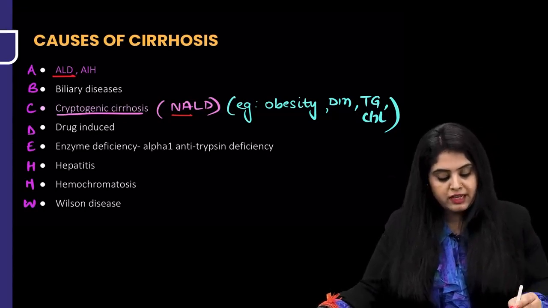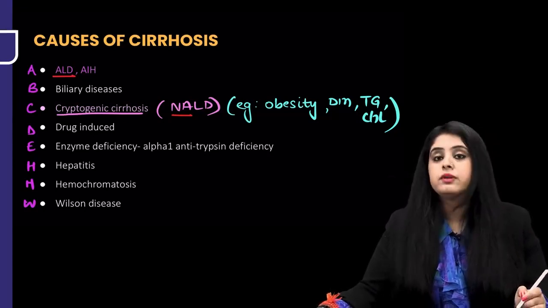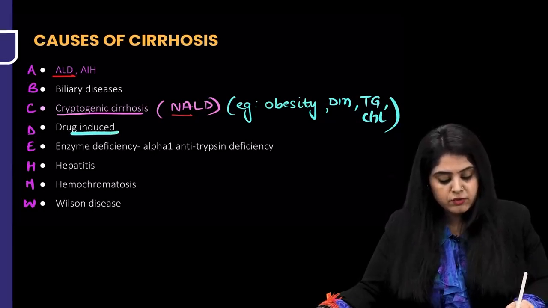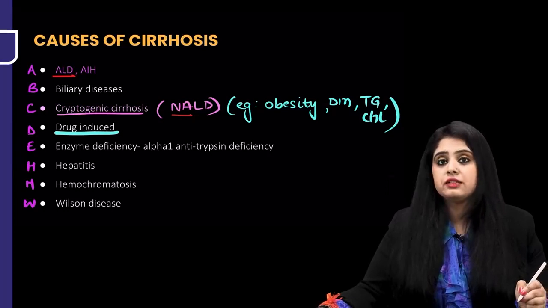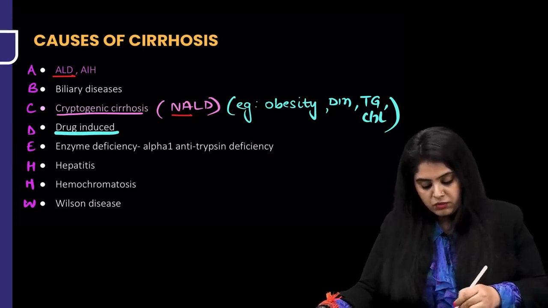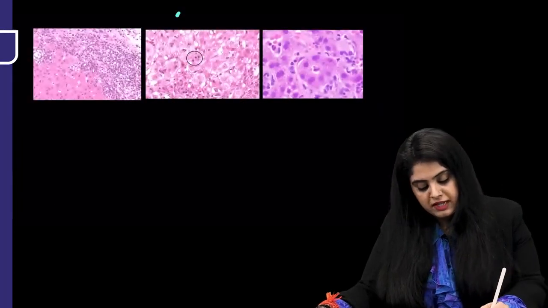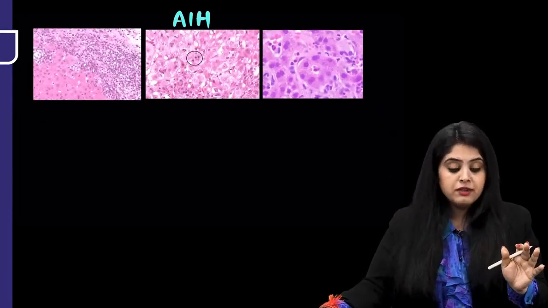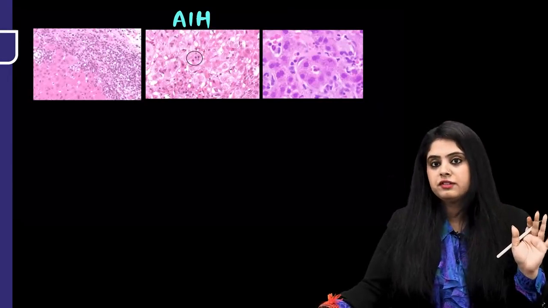We can move on to the next one, that is AIH, autoimmune hepatitis. There is one very famous thing, especially autoimmune hepatitis associated with drugs. Remember, autoimmune hepatitis shows you three very important pictures. Now, for the FMG students, this is not important at all. For NEET PG and INI aspirants, it is important.